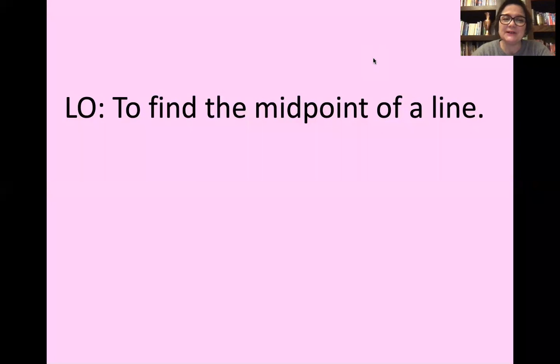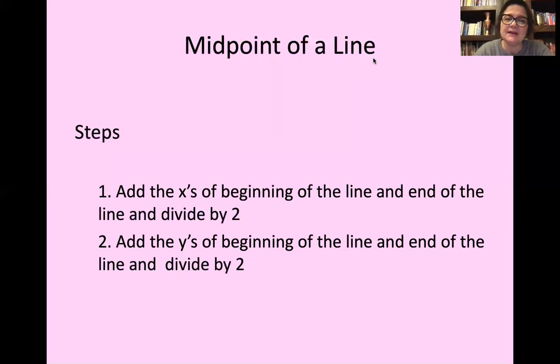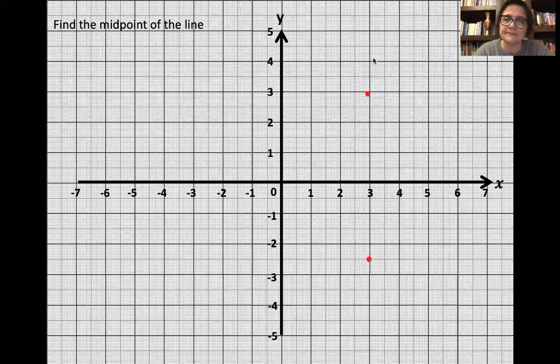Today we are going to learn how to find the midpoint of a line. Here I have produced the steps on how to find the midpoint of a line. So to find the x coordinates, you add the x of the beginning of the line with the x of the end of the line, divide by 2, and we do the same thing with the y's. Right, so let's have a look at this example here.